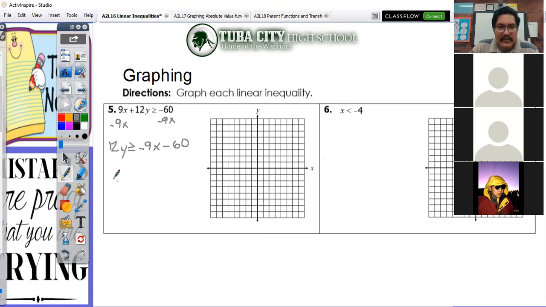So divide everything by 12. Normally, most teachers would write a line and put everything over 12, but I'm going to save myself a little bit of space. And here I end up with 9 over 12.